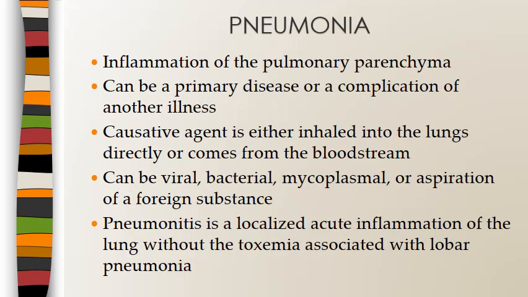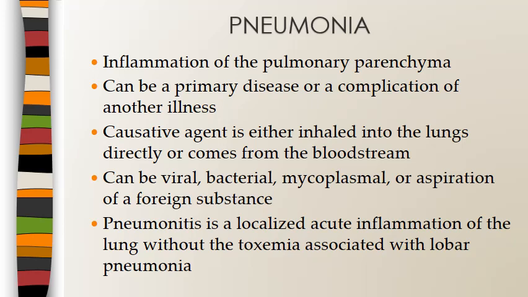Next, we're going to talk about pneumonia, and what we see with pneumonia is an inflammation of the pulmonary parenchyma. Pneumonia can be a primary disease or a complication of another illness. The causative agent is either inhaled into the lungs or comes from a bloodstream infection. It can be viral, it can be because of a bacteria, it could be because of mycoplasma, or an aspiration of a foreign substance into the lungs.